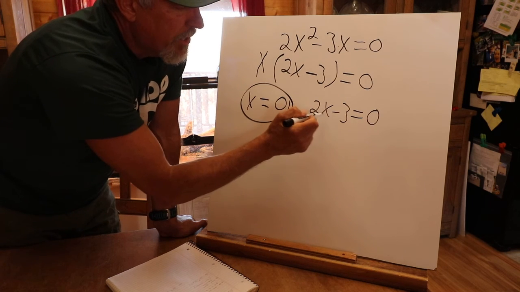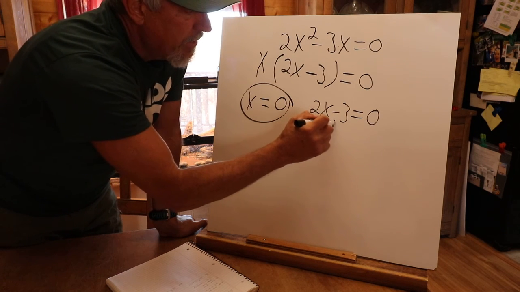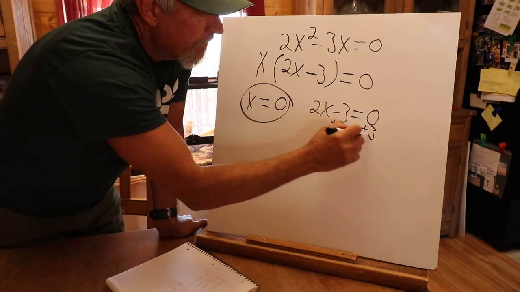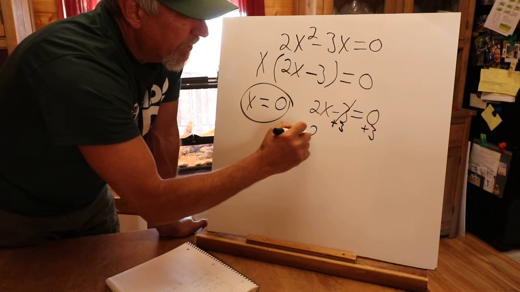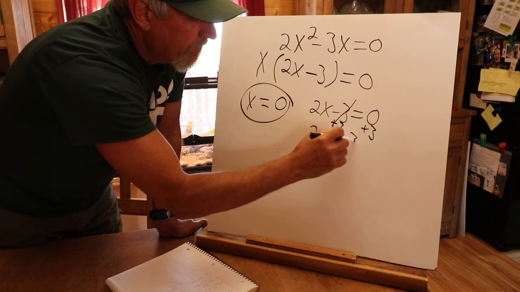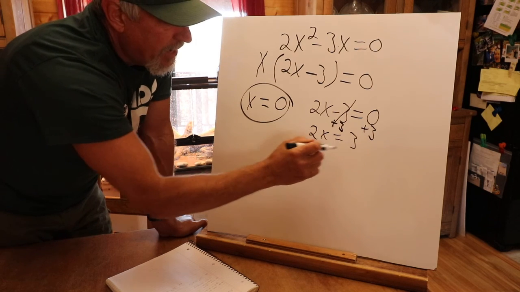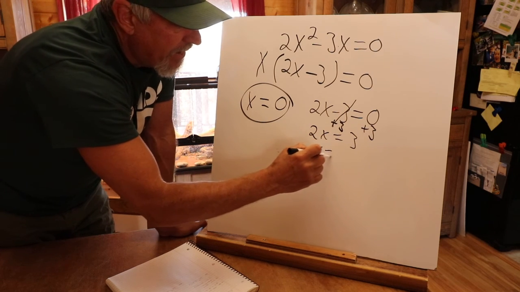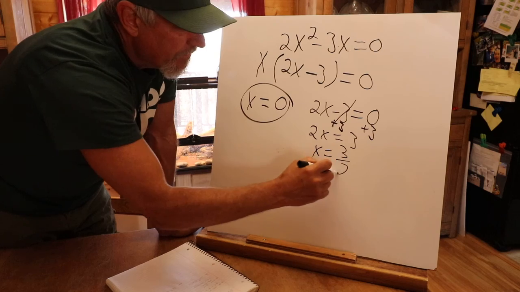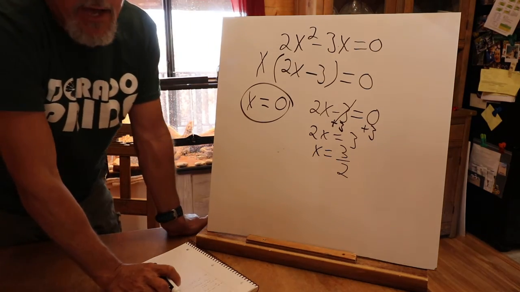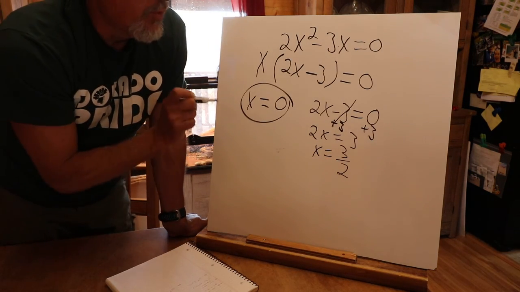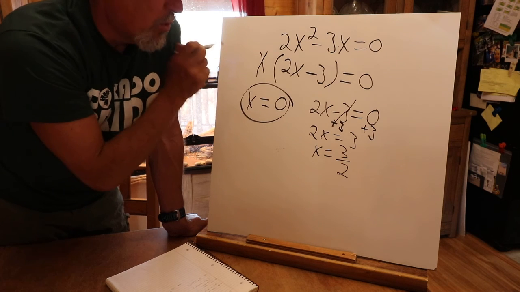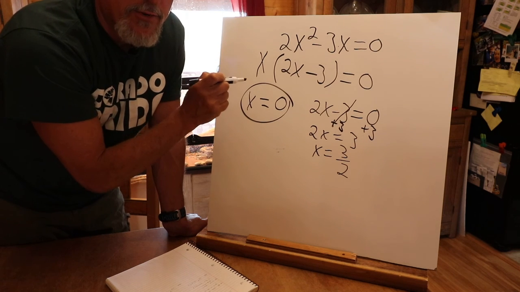This takes a little work. It takes 2 steps. We have to add 3. We get 2x equals 3. Last step is going to be divide, and I divide, I get 3 halves, or you get 1.5. Your ALEKS quiz that goes with this video is only this type of factoring and solving.